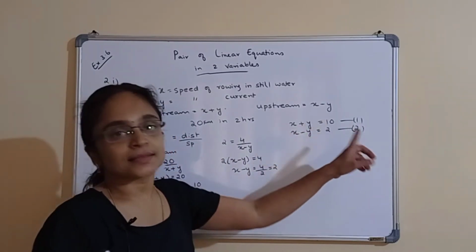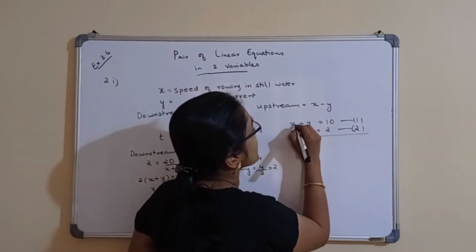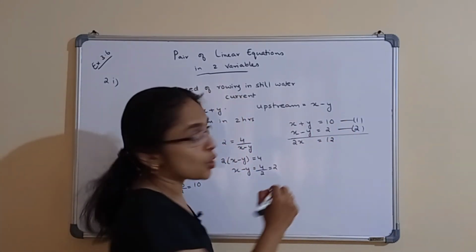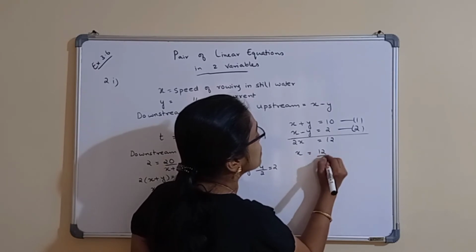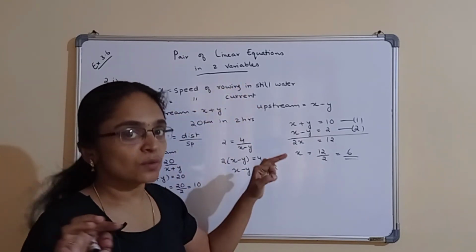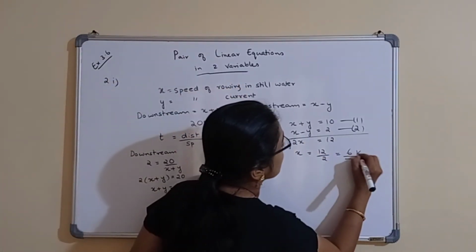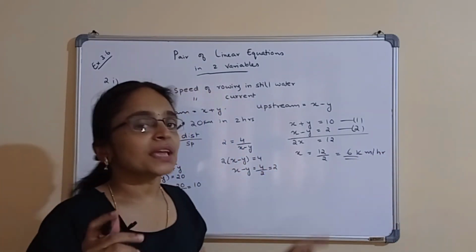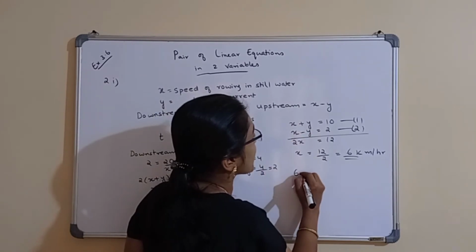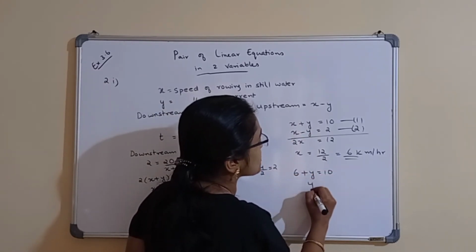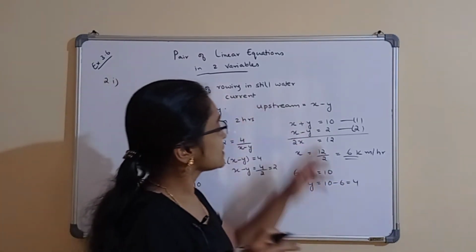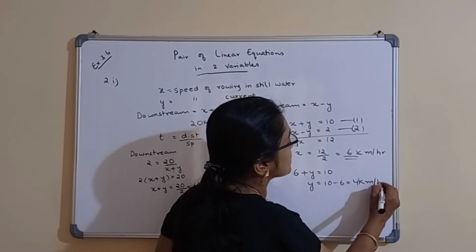Now we can add these and eliminate y. So we will get x plus x is 2x and 10 plus 2 is 12. Which means, what is x? x equal to 12 by 2, which is equal to 6. So the speed of rowing in still water is 6 km per hour. Now we can substitute for x in equation 1 or equation 2. If we put it in equation 1, we have 6 plus y is equal to 10, which means y is equal to 10 minus 6, which is equal to 4. So the speed of current is 4 km per hour.